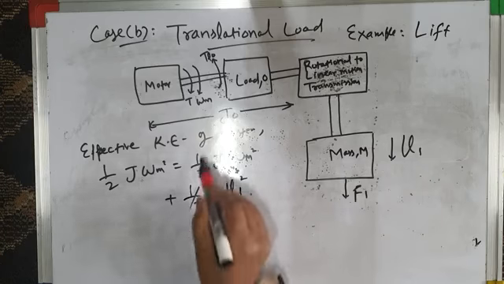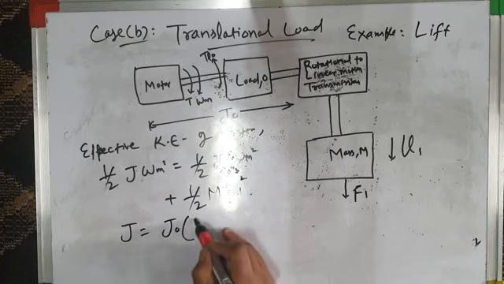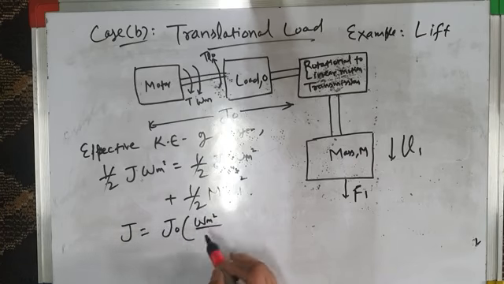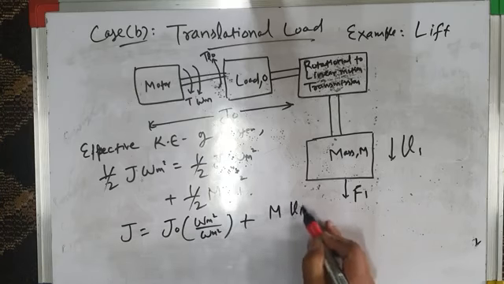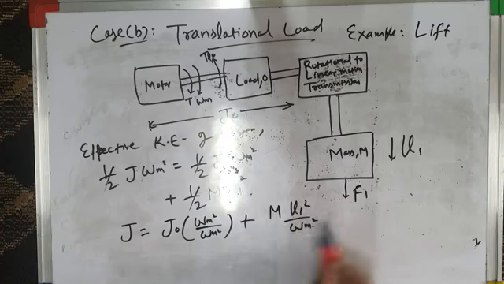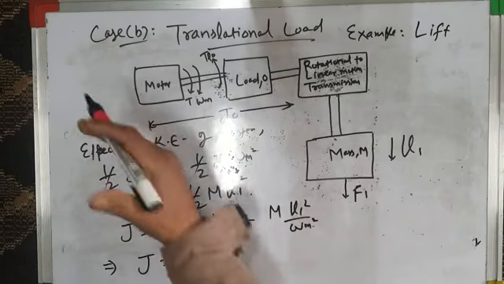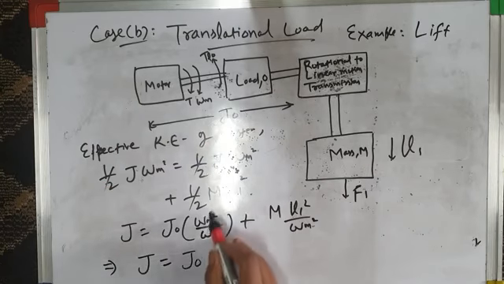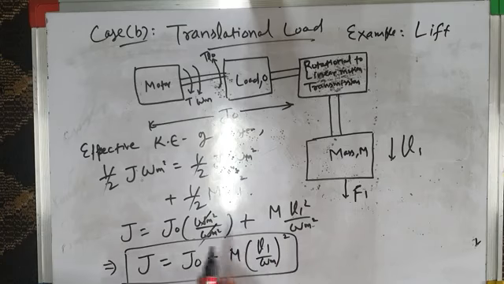So this 1 by 2 goes. From this we can find J equals J naught times omega m square divided by omega m square, plus m v1 square by omega m square. So from this we can find the total moment of inertia of the system referred to the motor side. J is equal to J naught, because they cancel, plus m times v1 by omega m whole square. So this is the total moment of inertia of a translational system or translational load.